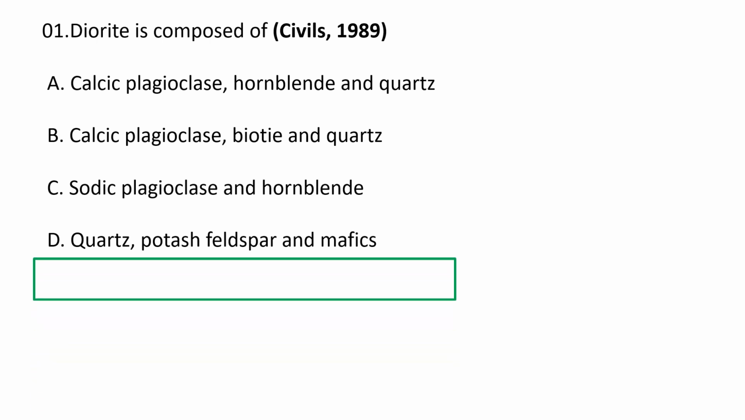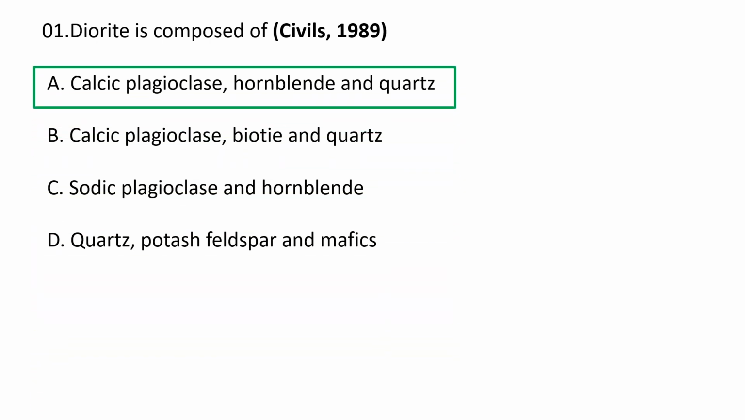So this is a very simple question. Diorite is composed of calcic plagioclase, hornblende and quartz. So diorite is an intrusive igneous rock composed principally of the silicate minerals, plagioclase feldspar, typically andesine, biotite, hornblende and sometimes pyroxene. The chemical composition of diorite is intermediate between that of mafic gabbro and felsic granite. So diorite is overall composed of calcic plagioclase, hornblende and quartz. A is the correct answer.